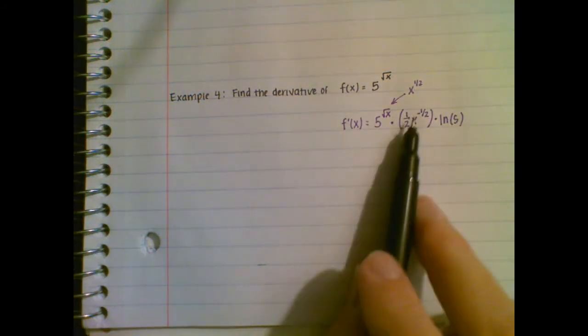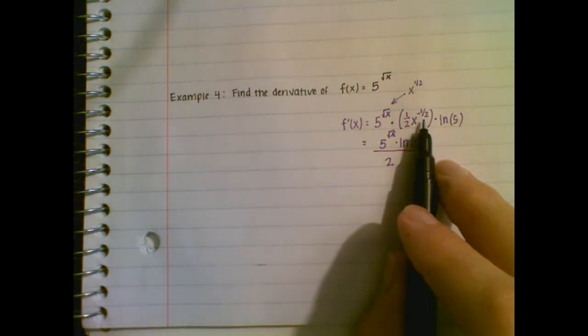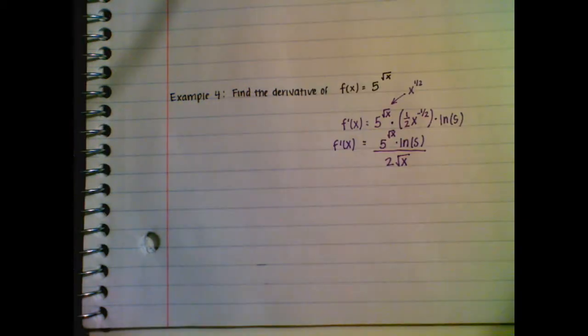And I am going to clean this up a little bit because this looks a little nasty the way that I wrote it. So we can say that in the numerator is 5 to the square root of x times the ln of 5. And in the denominator is going to be our 2. And I'm going to drop down that x to the 1/2, and I'm going to write that as a square root of x. So there's our f prime of x.